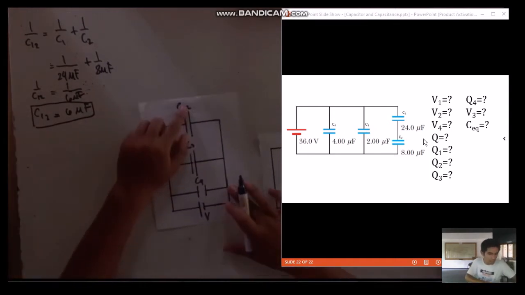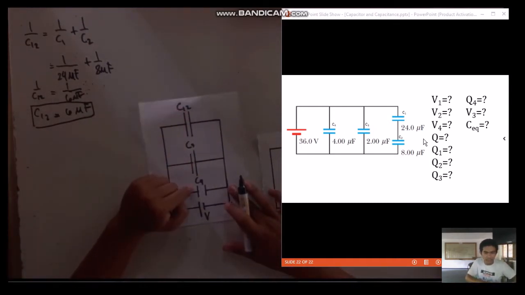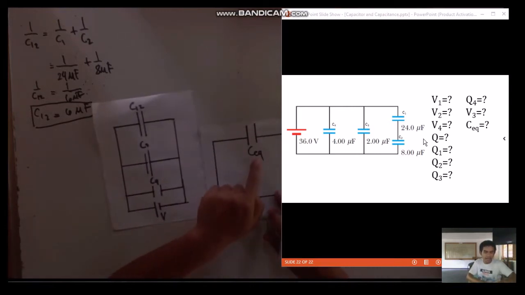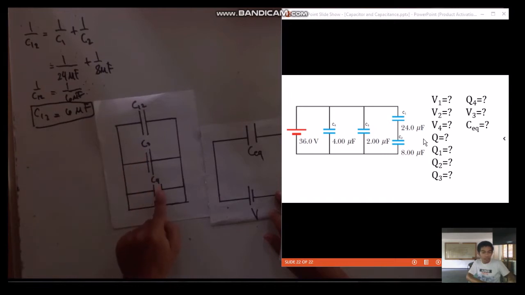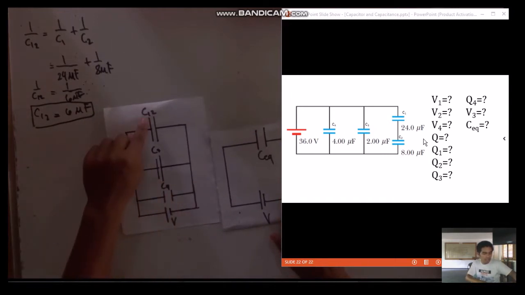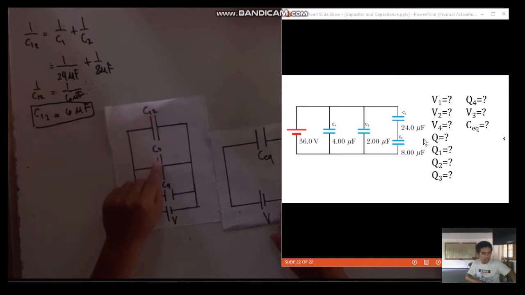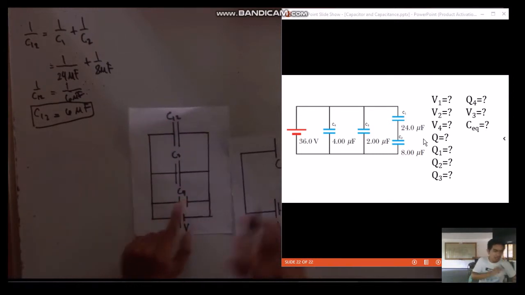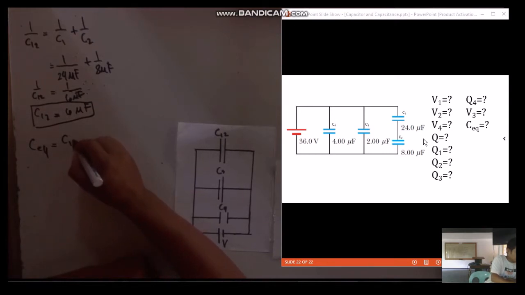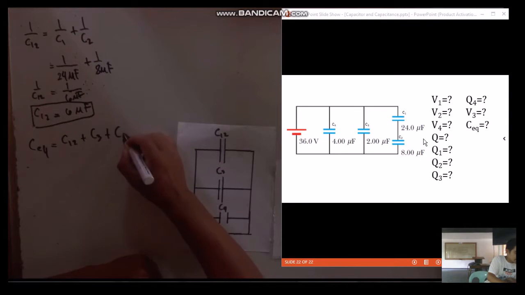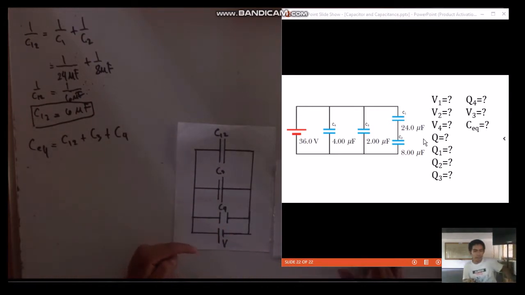So we have C12, and C3 and C4 are given. Capacitance of 3 and capacitance 4 are given. So we can now obtain the equivalent capacitance, which is the combination of 1, 2, 3, and 4. Since C12, C3, and C4 are connected in parallel, the equivalent capacitance CEQ must be equal to C12 plus C3 plus C4. And what is C12?